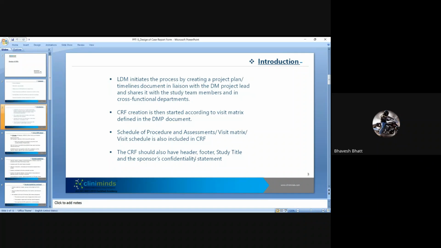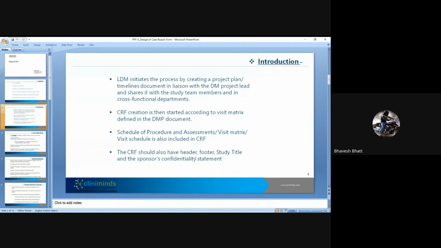CRF creation is then started according to the visit matrix as defined in the DMP document. So while we designed the DMP, we took reference from the protocol, from which certainly we included the visit matrix here. And now from the DMP, we take the visit matrix to be a part of the CRF creation process.